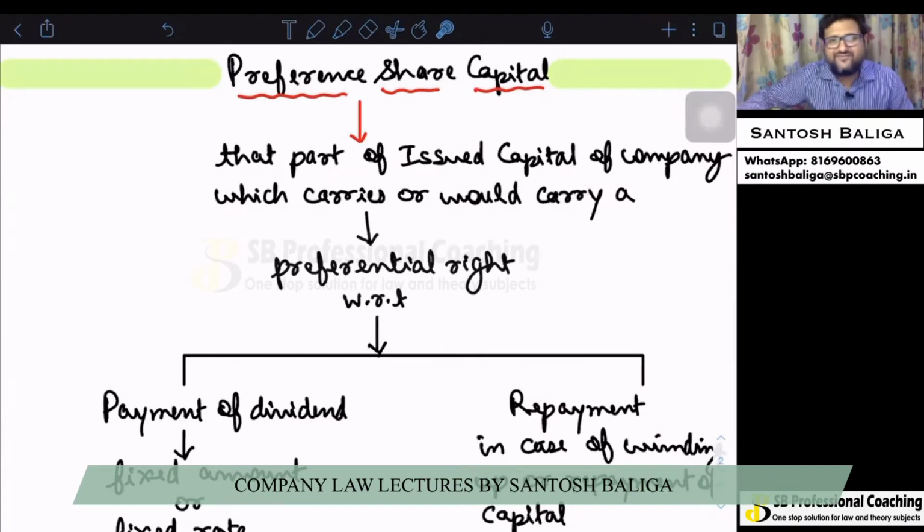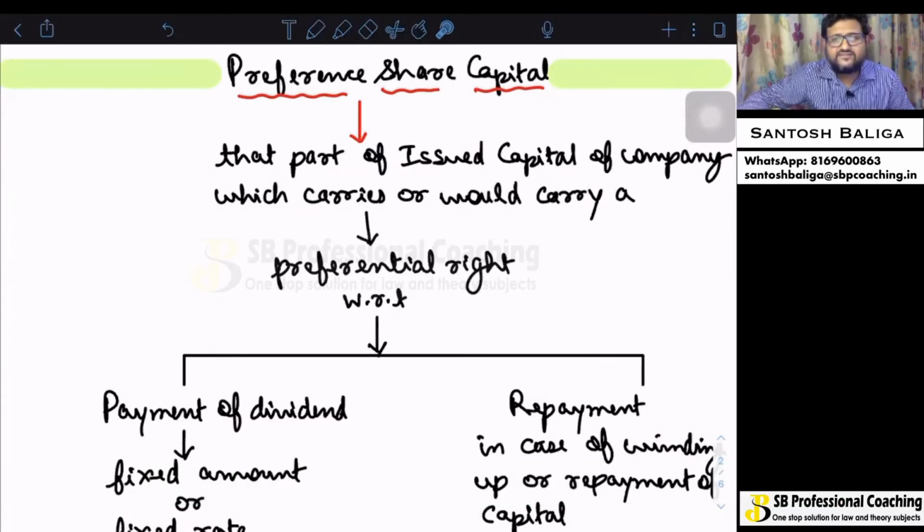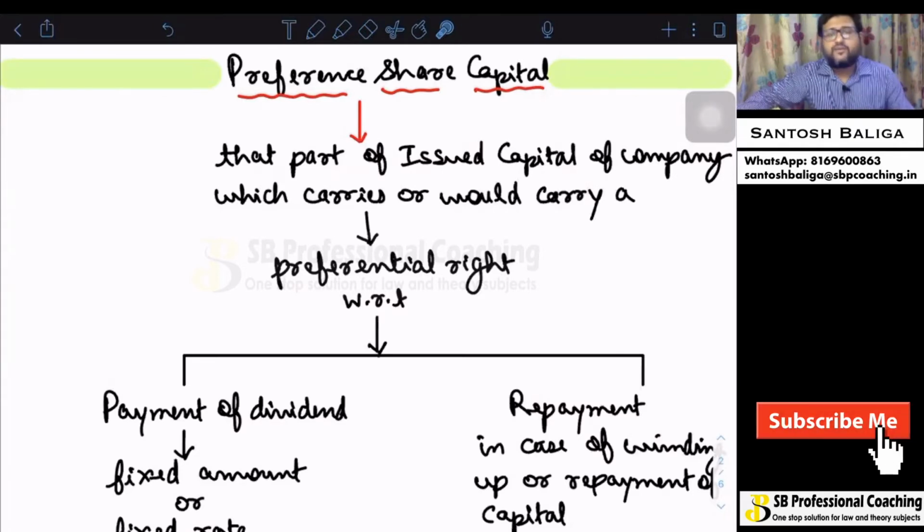Hello and welcome everyone. We all know that preference share capital has preference in terms of dividend, and a fixed amount or a fixed rate is normally paid to preference share capital, come what may, whether the company is earning or not. But there is also a provision in the Companies Act where if the company does not have enough profits to pay dividend to preference share capital holders, then that particular dividend for that year would expire and the company will not be liable to pay the same.